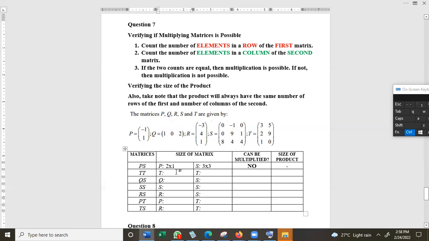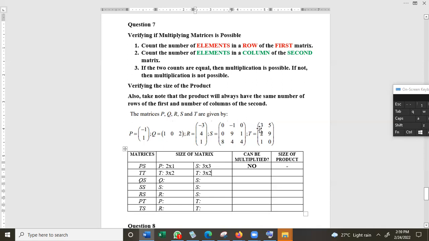Let's look at T. T is a what? T is a 3 by 2. Another T again. T is a 3 by 2. Can we multiply T to T? Let's count the number of elements in the row of the first. 1, 2, which is that 2 there. Number of elements in the row: 2 elements in it.